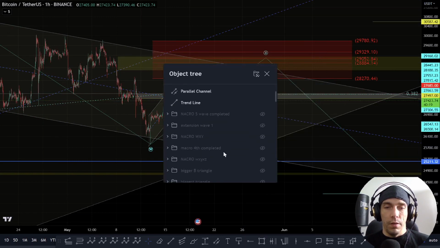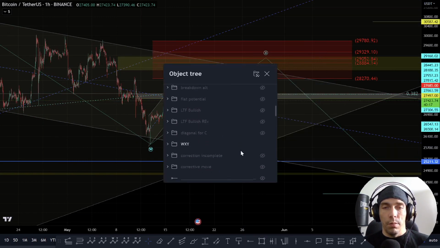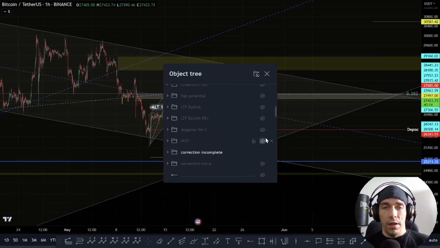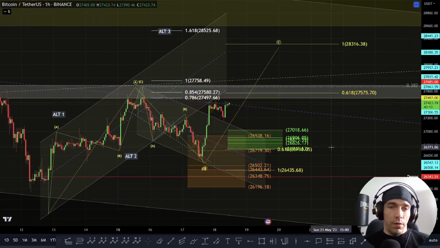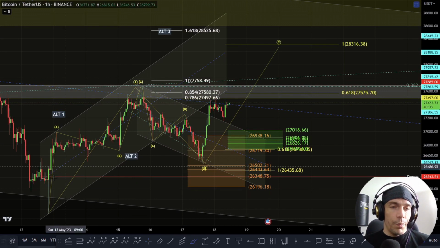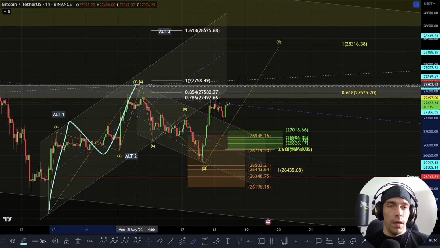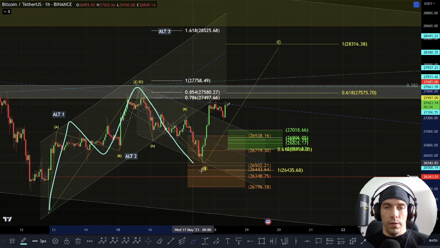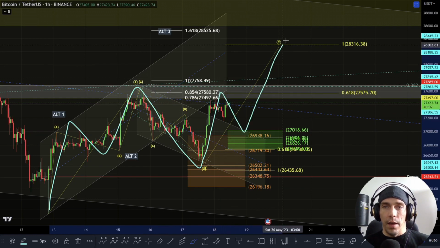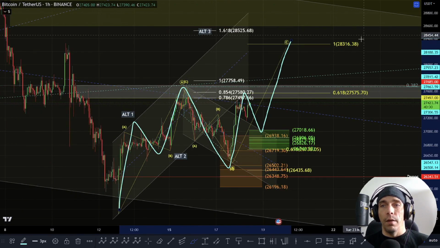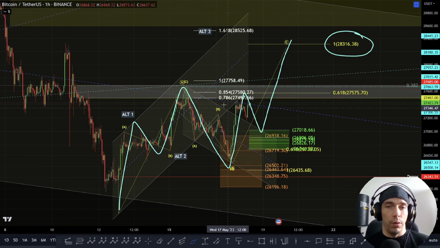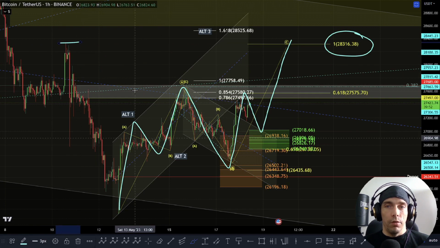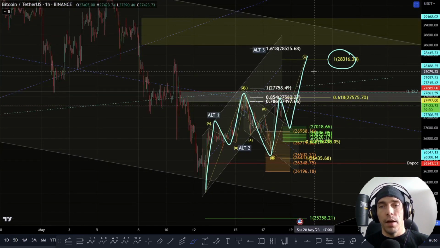If this is going to develop in this way, we would be arguing that it's probably going to be something along these lines where we see something to this effect, where instead of looking at this as a diagonal, what we could see is that this is ABC for a W, this is an X, and then we see A, B, and C, and that could look to bring us back up towards this swing high here, which is going to be quite an interesting level if we do move up that high. Obviously, this will be quite an interesting zone if we do break up here.